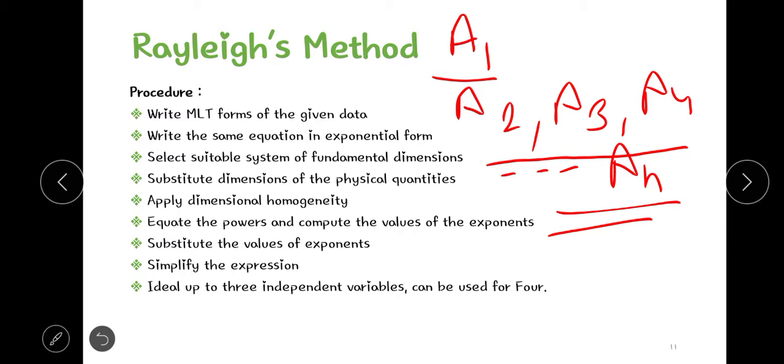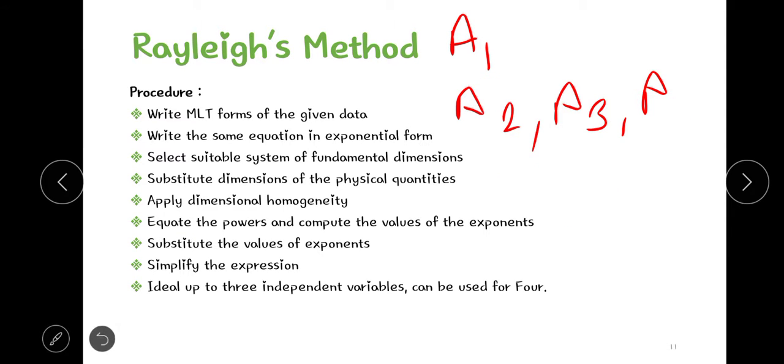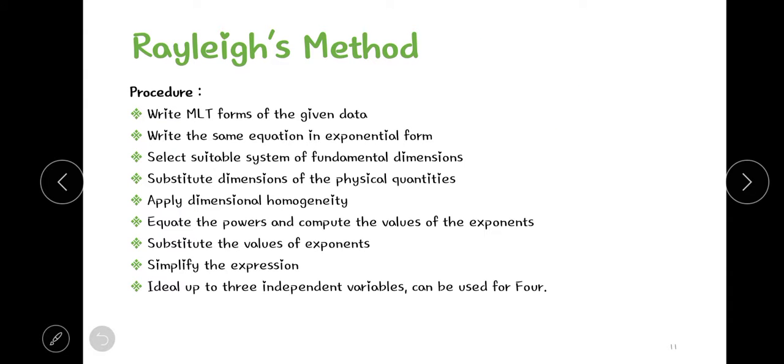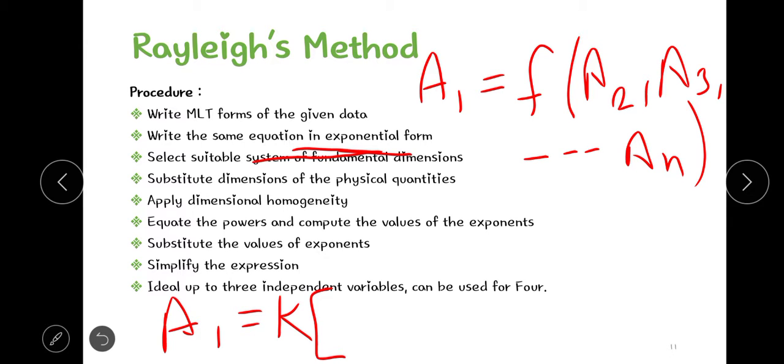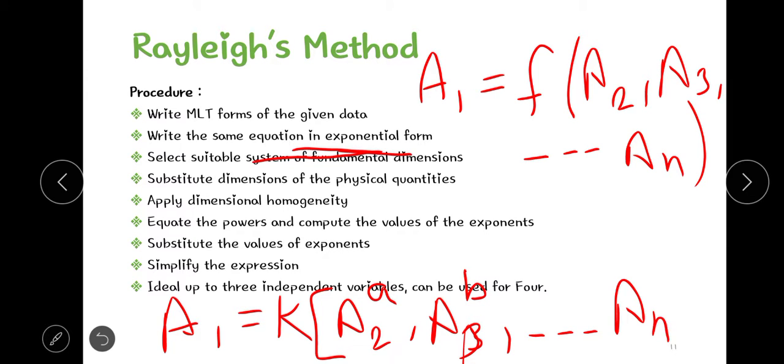So the fundamental equation can be written as a1 is a function of a2, a3 and so on, an. This equation we can also write in exponential form, using powers a, b, c, etc. So we can write it as a1 is equal to k, where k is any constant, a2 power a, a3 power b, and so on, an power n.